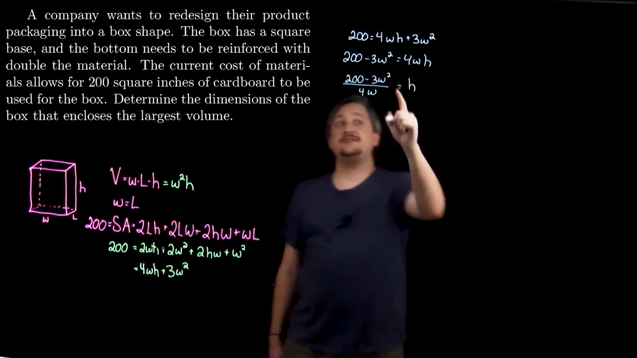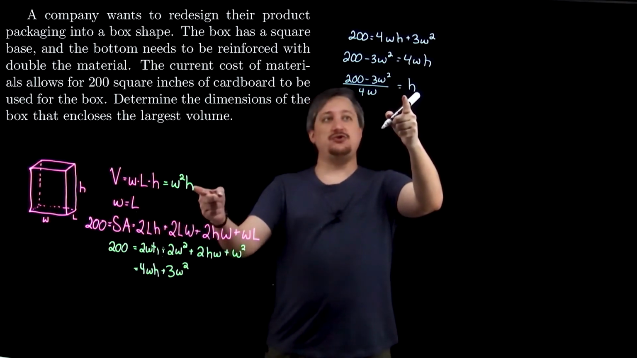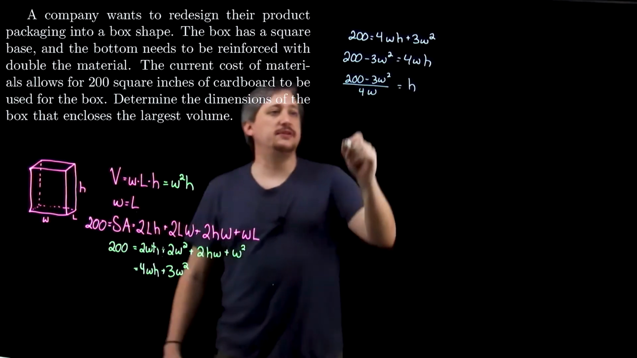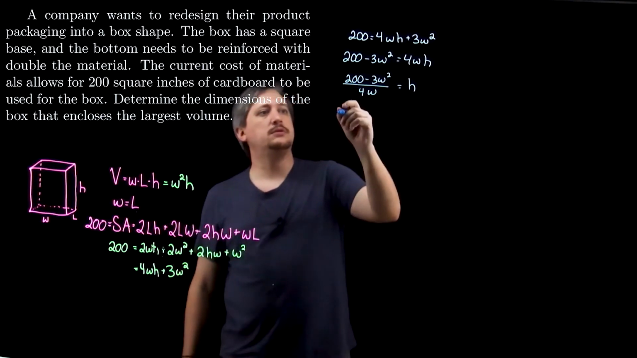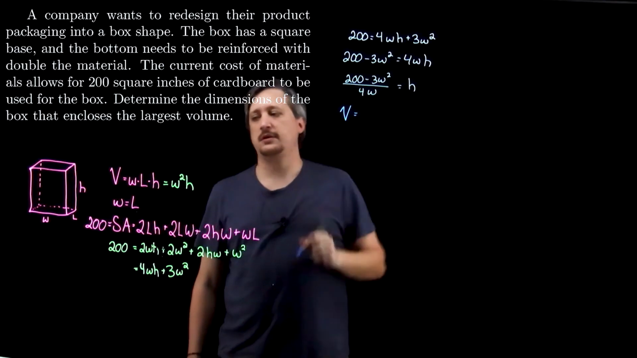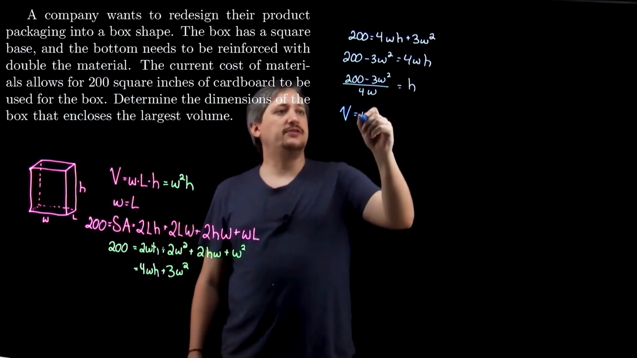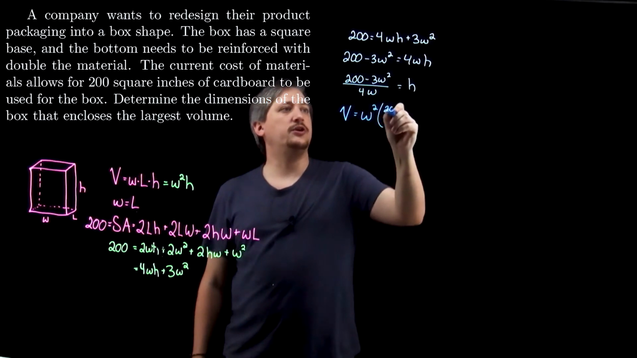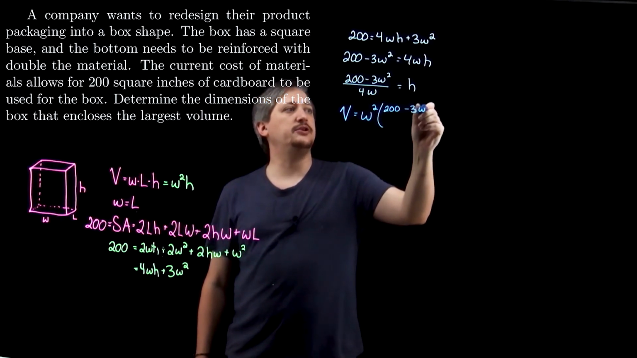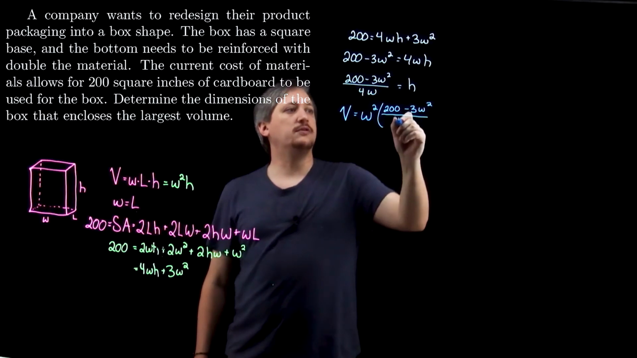Then I could take this h and plug it in as that h, right? So my volume then is going to be width squared times height. So 200 minus 3w squared over 4w.